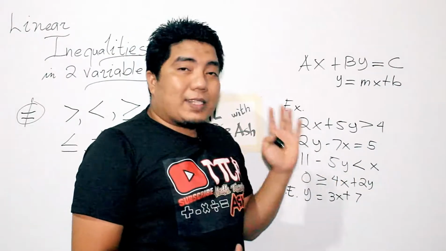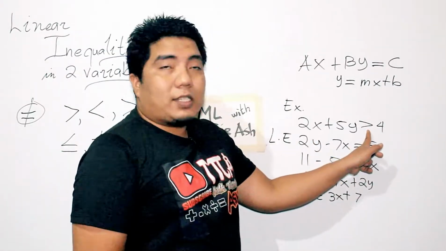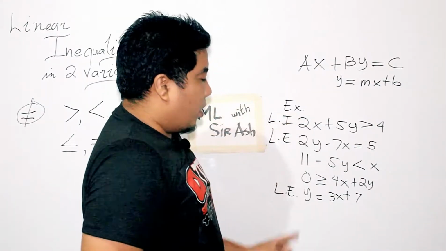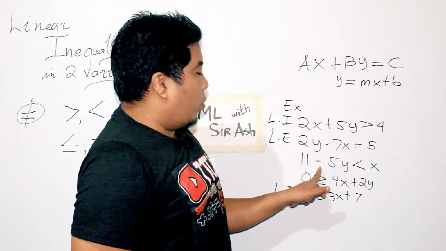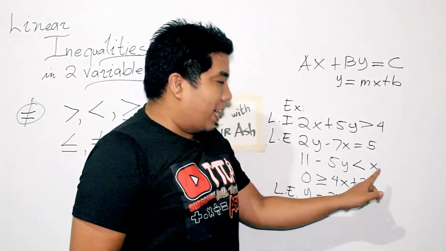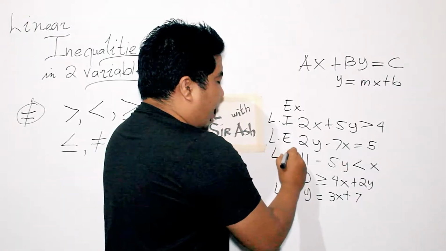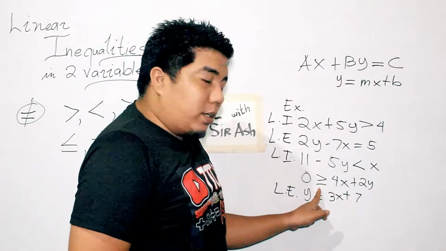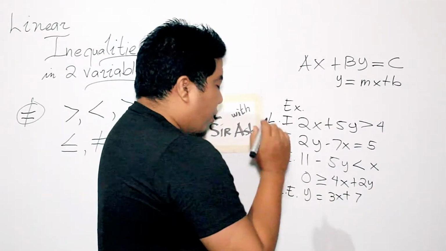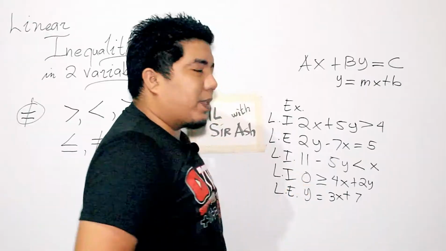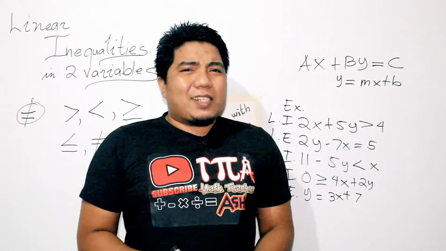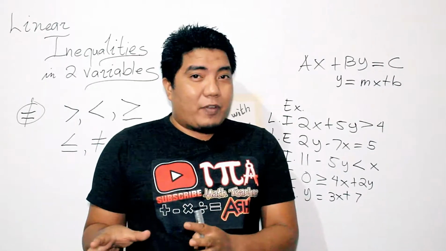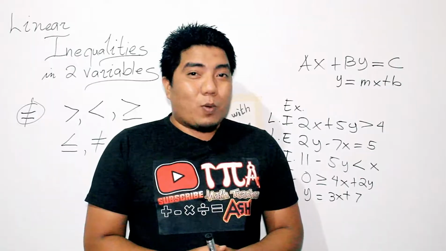And the other given examples, the first example uses a greater than symbol. Therefore, that is a linear inequality. Also, in our third example, we have 11 minus 5y is less than x. Therefore, that is also a linear inequality. And finally, we have 0 is greater than or equal to 4x plus 2y. That is also a linear inequality. Easy, right? And now, let us go deeper and know how to graph and how to solve linear inequalities.